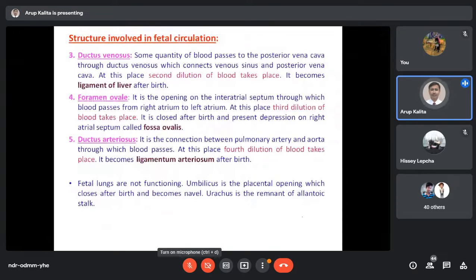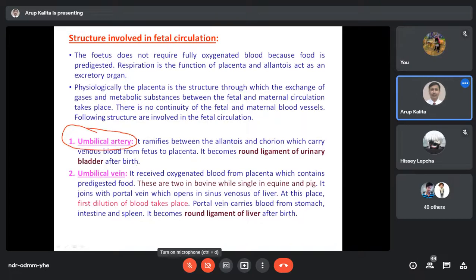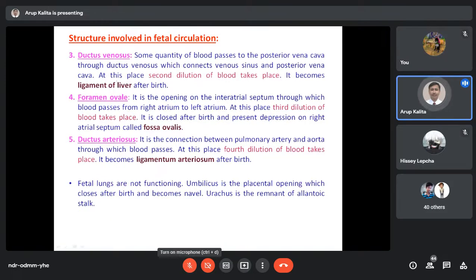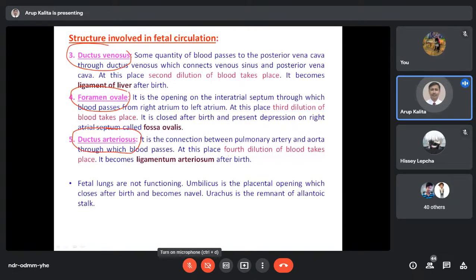Next, I told you the fetal component. Now, what are the fetal components? In the fetal circulation, you will get some components. The one component is the umbilical artery. You won't find it in the adult. Another component is the umbilical vein. Another component is the ductus venosus. Another is the foramen ovale. Another is the ductus arteriosus. These are the 5 components that you are going to get in the fetal circulation, but you won't find in the adult individual.